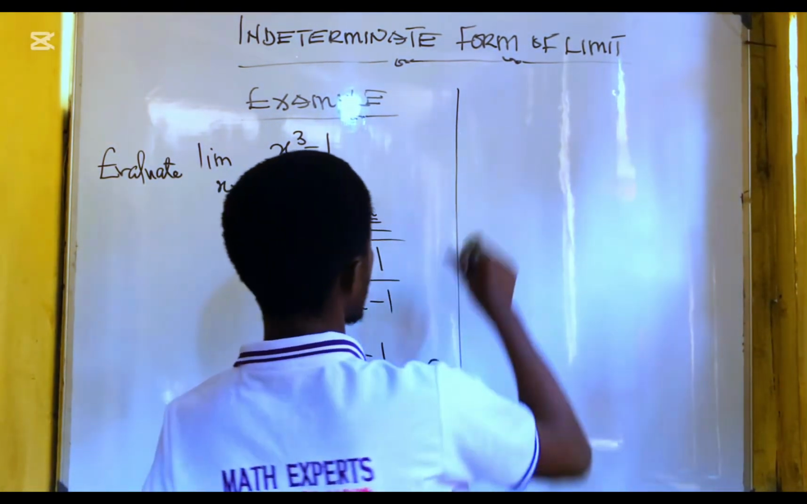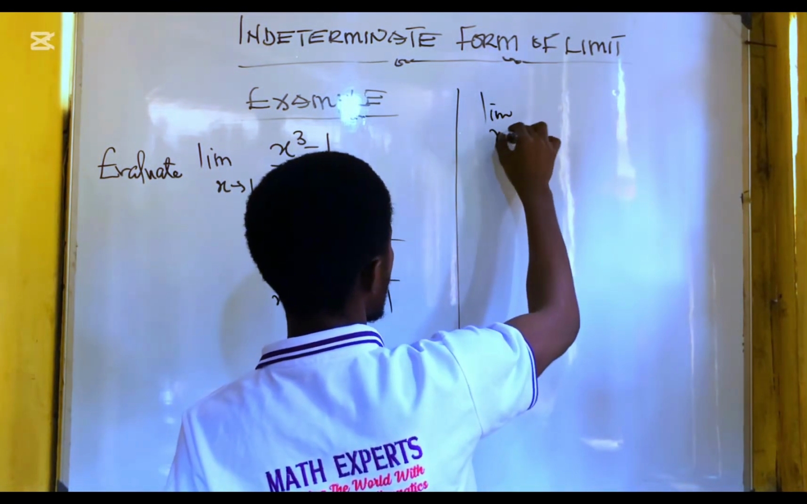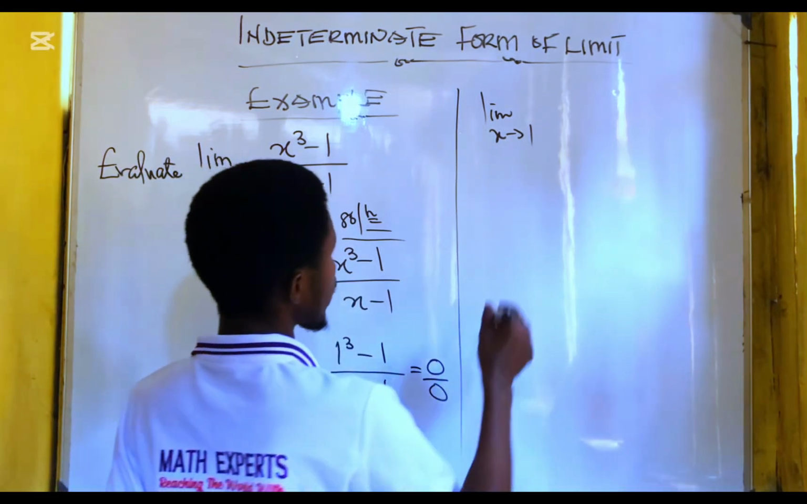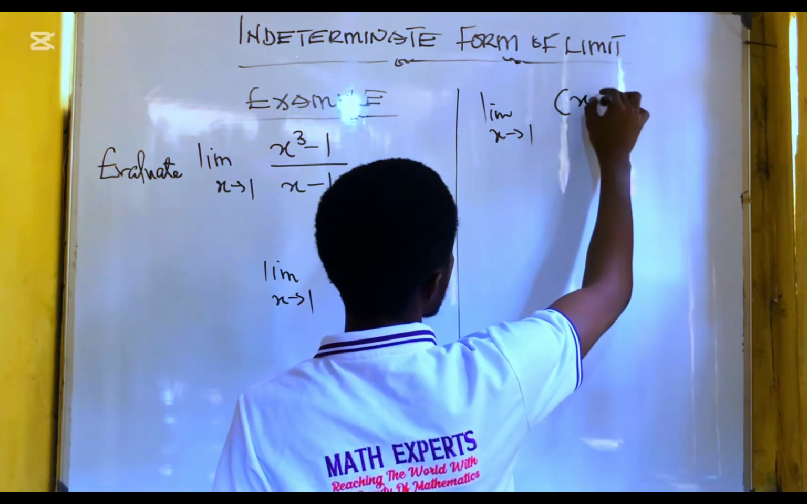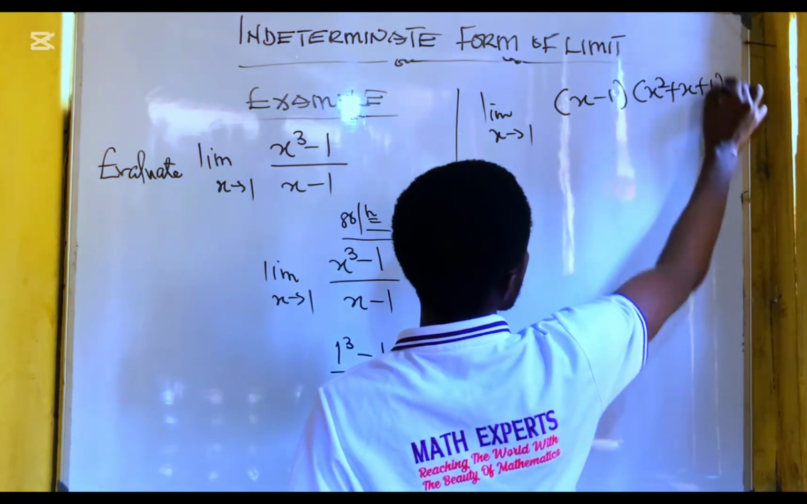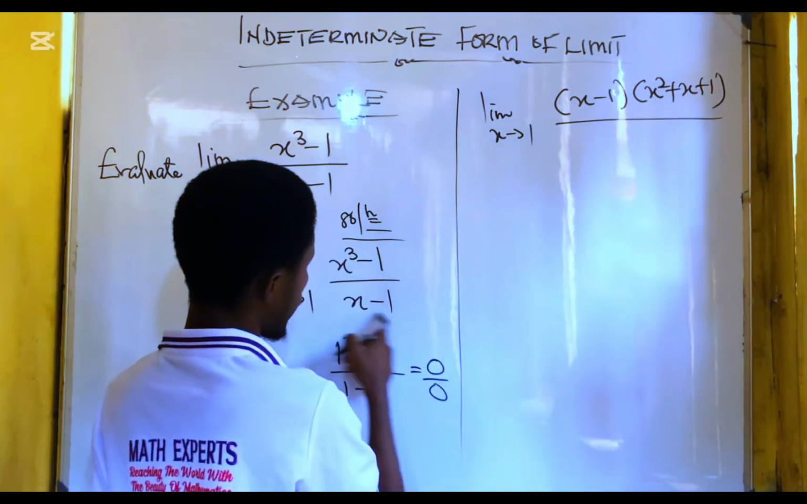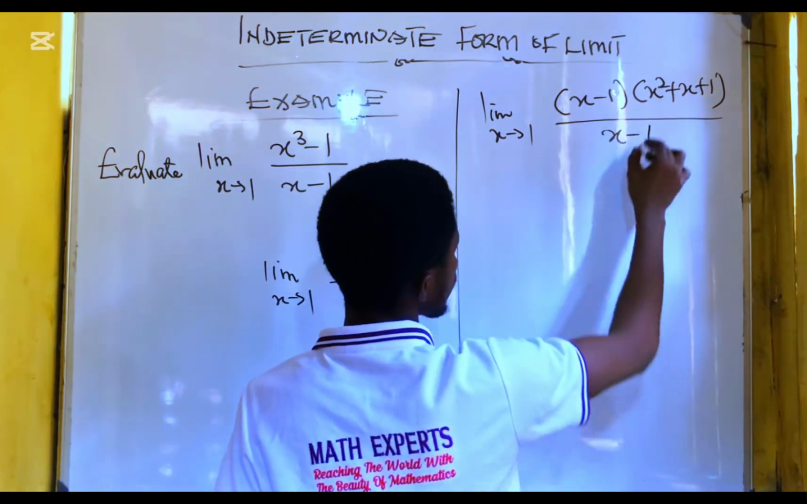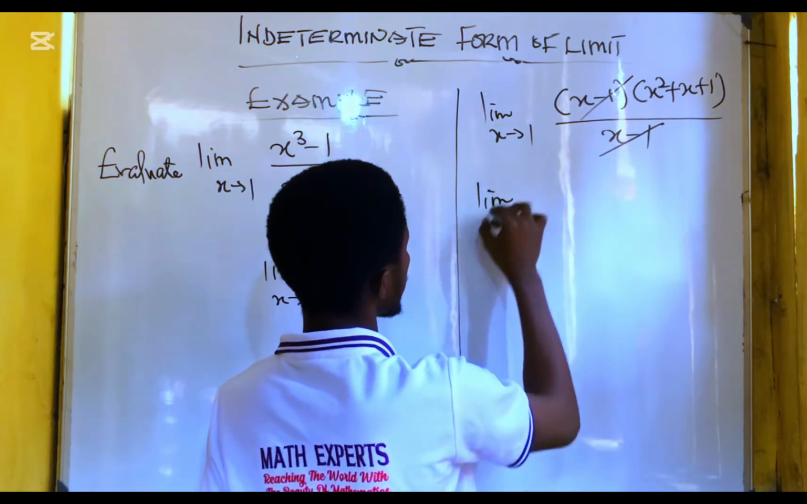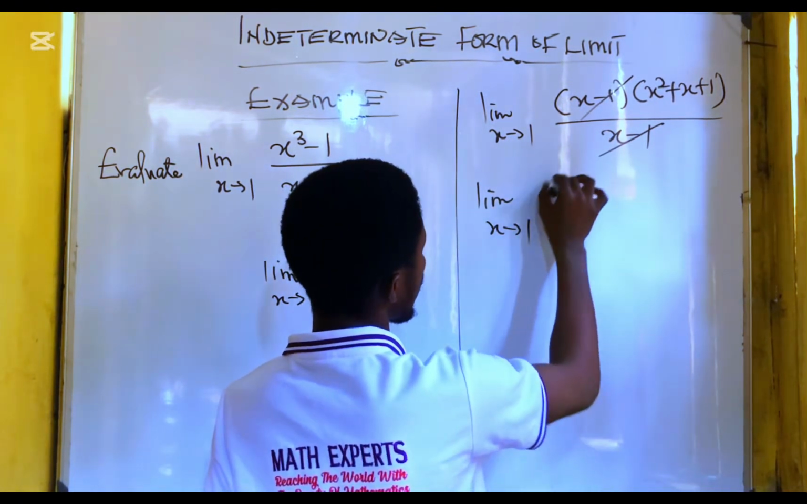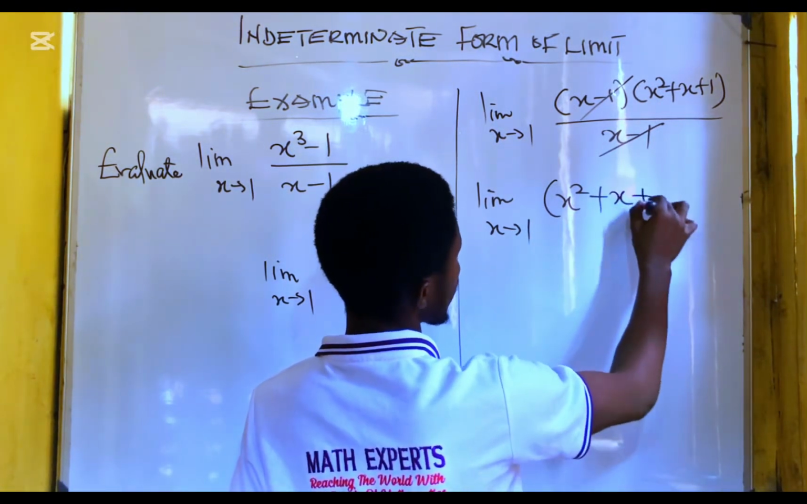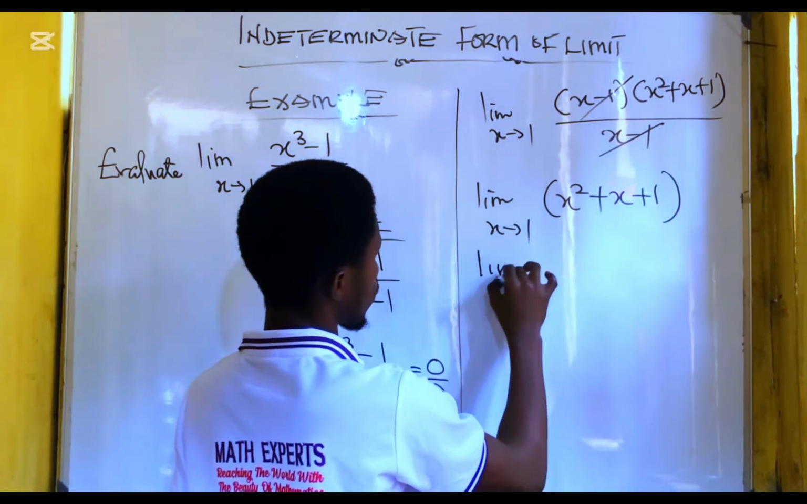So when we simplify the x cubed minus 1, we get x minus 1 times x squared plus x plus 1, all divided by the original x minus 1. So you see this will cancel with this one. Is that okay? So now I have my limit as x approaches 1 of x squared plus x plus 1. So now you apply the limits on each of them.